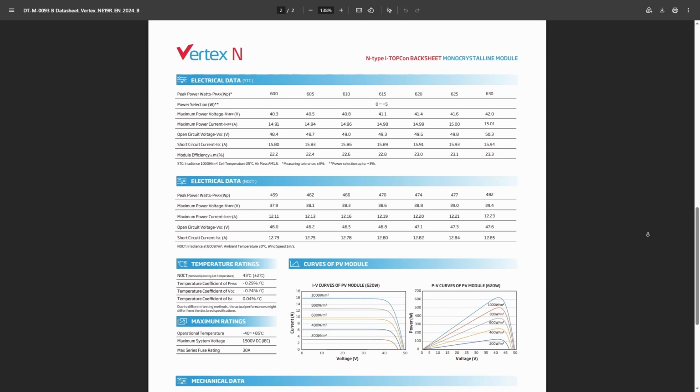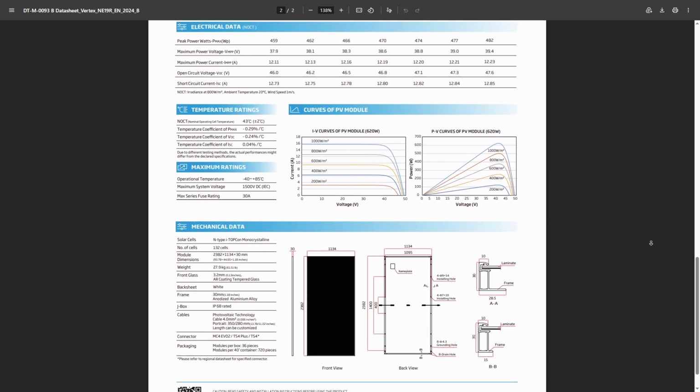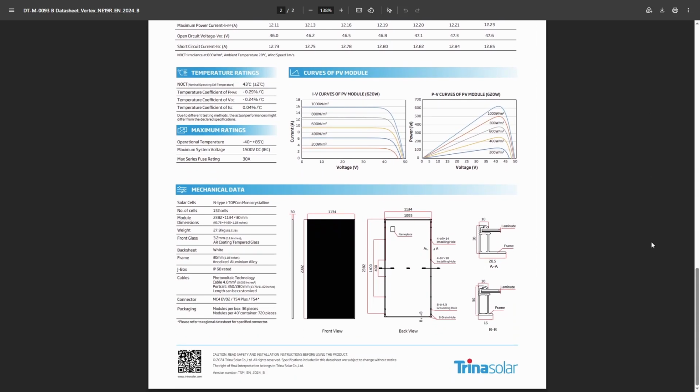Before we finish, let's look at mechanical data. Electrical data is not the whole story. This is a very large panel, over 2 meters long and over 30 kilograms. High power comes with trade-offs: size, weight, handling, mounting, transport. Sometimes the best electrical option is not practical, especially for temporary setups.